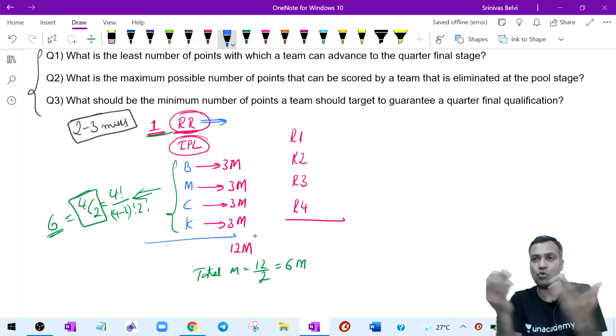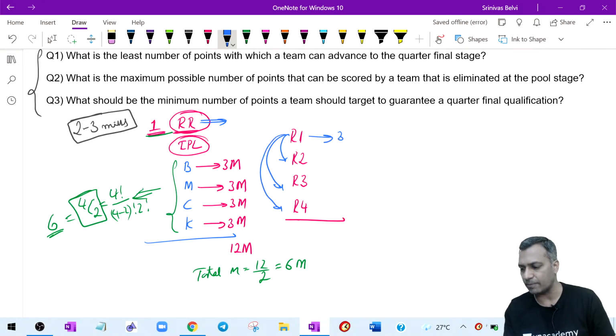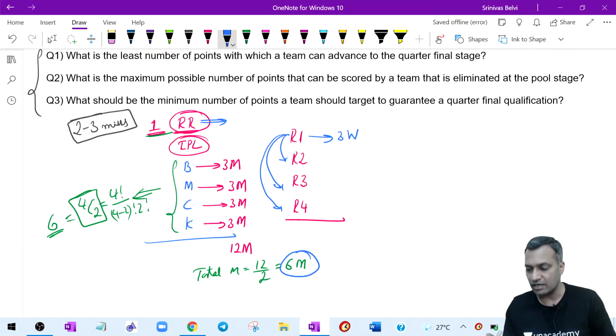If somebody is rank 1 in the world, what is our expectation? Our expectation is that the rank 1 team should beat rank 2, should also beat rank 3, should also beat rank 4, which means they are supposed to win 3 matches, 3 wins. They are supposed to win all 3 matches. We understood that there are 6 matches.